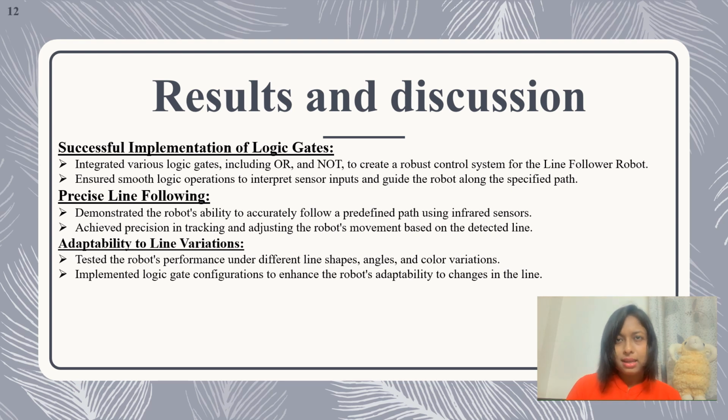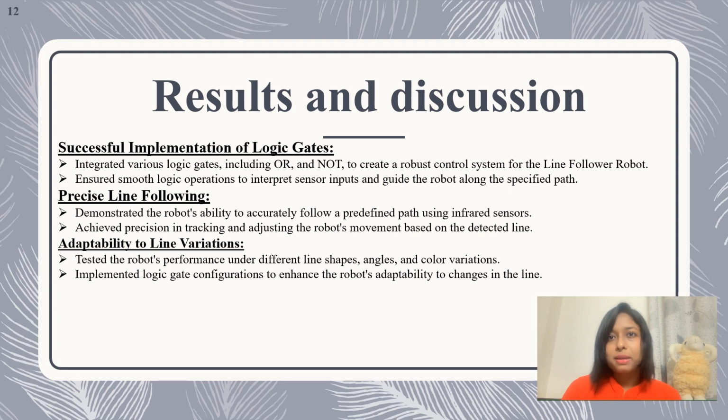The key achievement lies in ensuring smooth logic operations, enabling the robot to interpret sensor inputs effectively and guide itself along the specified path. One of the highlights is the precise line following capability demonstrated by the robot. Utilizing infrared sensors, we showcase the robot's ability to follow with accuracy. The wheels allow the robot to move and follow the defined path, achieving precision in tracking and adjusting the robot's movement based on the detected line, which has been a significant milestone for our project.